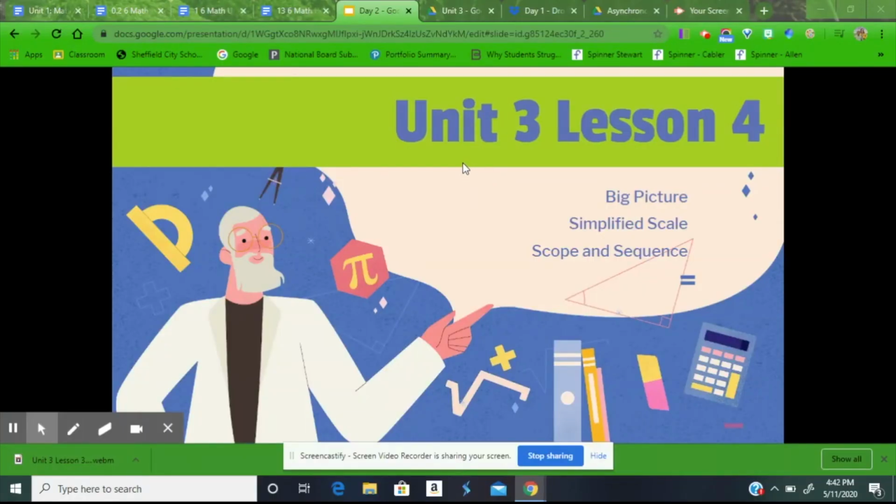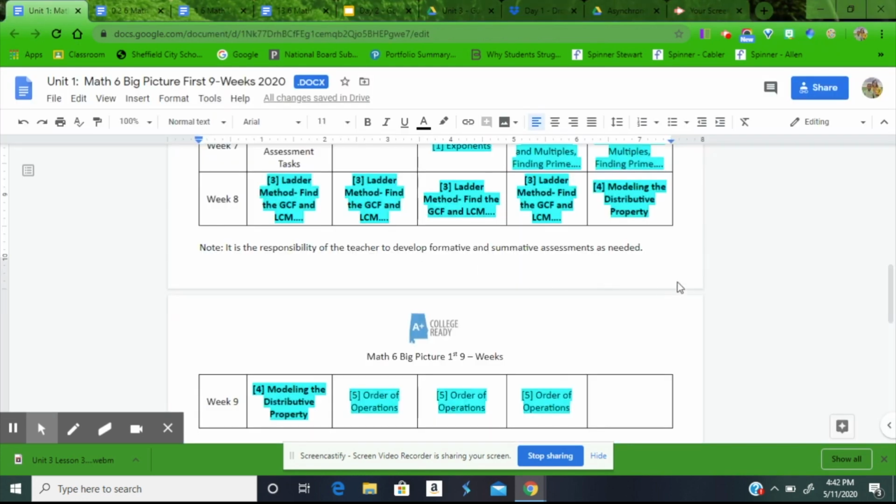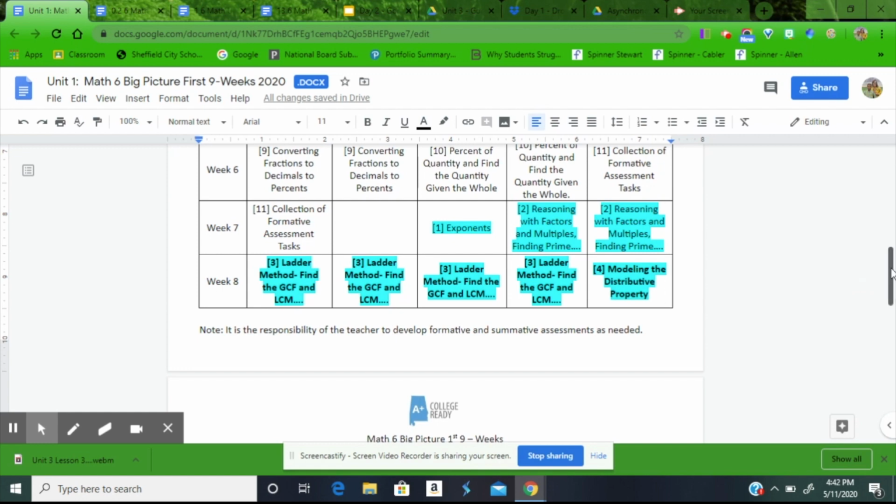We're now going to look at Unit 3, Lesson 4. This is the second lesson within Unit 3, our previous lesson being Lesson 3 in Unit 3. So we're just going to look at the big picture, the simplified scale, and the scope and sequence for Lesson 4. Okay, let's start off by looking at our big picture.